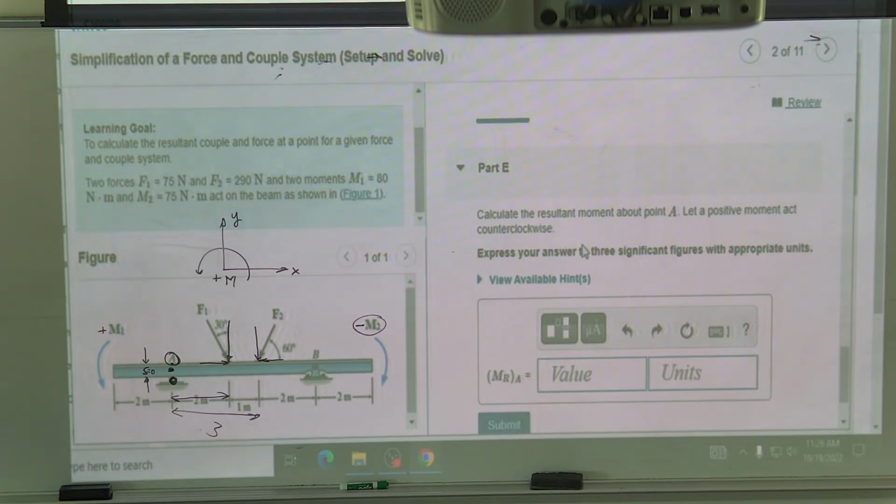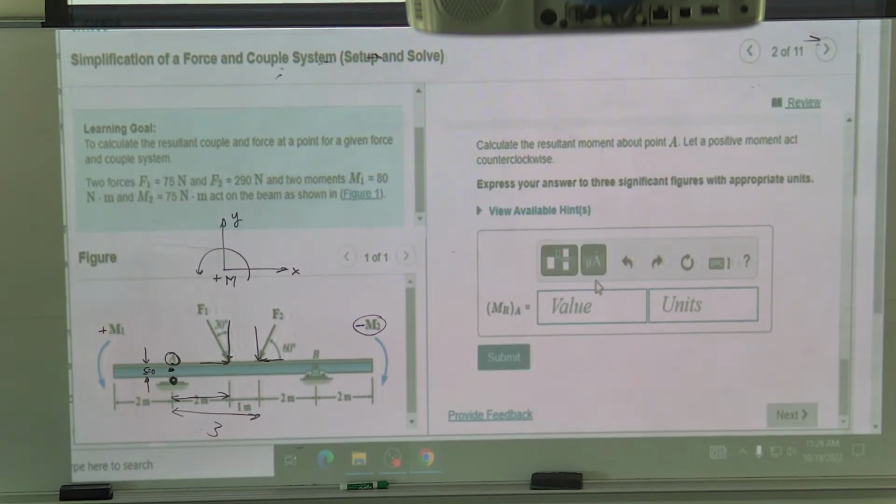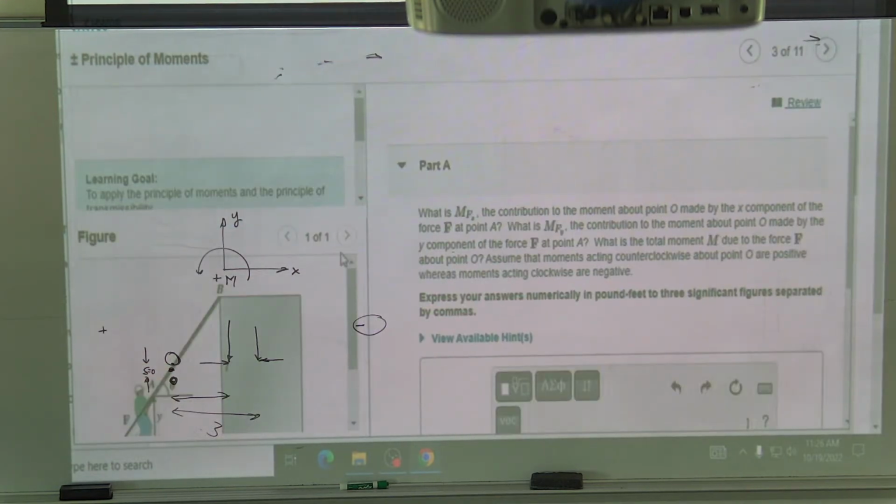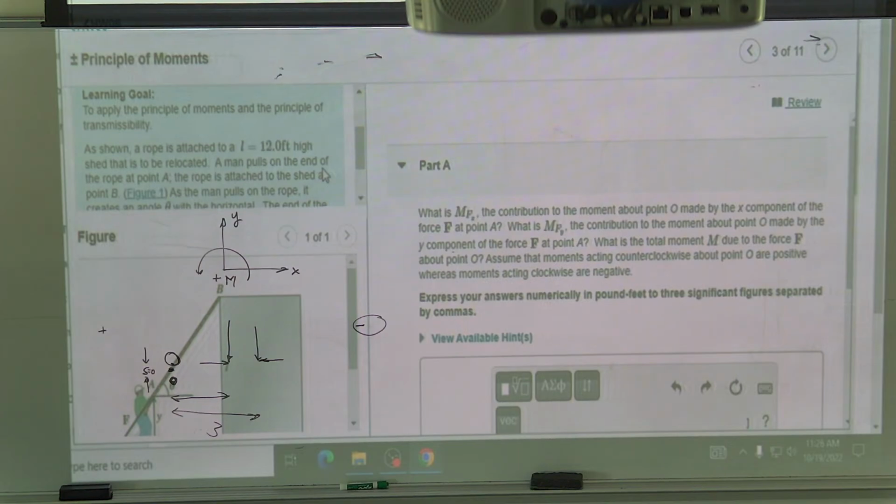And then, no, that's all there is there. Some guy is pulling on this. What is the M? Okay, hang on. I can't make it go. Okay, well, I guess I just got to. What is MFX? The contribution of the moment about point O made by the X component of the force at point A.